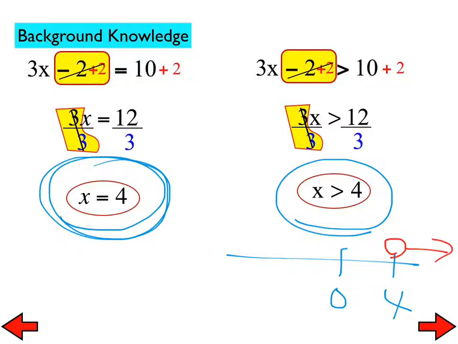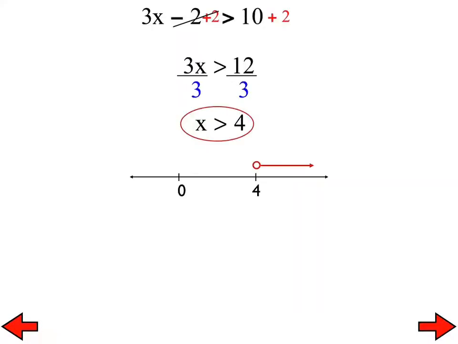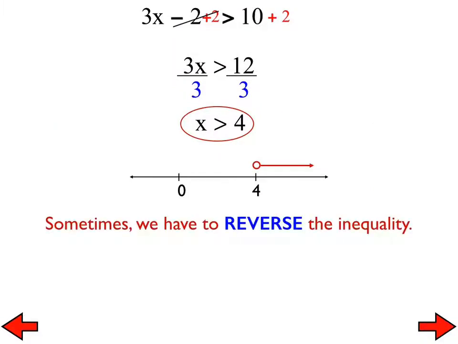So also, everything on the left-hand side of 4 won't make a true statement. 3 or 2 or 1 or 0 or negative 500. So today, one of the things we're going to be discussing is what numbers will make a true statement if we were to plug them into the original inequality. Okay? All right. So we just talked about this.